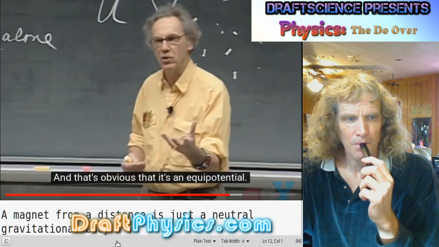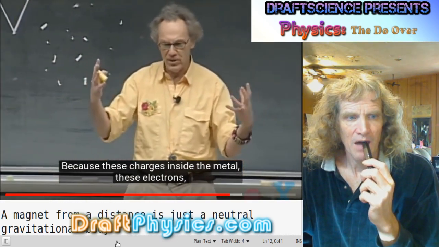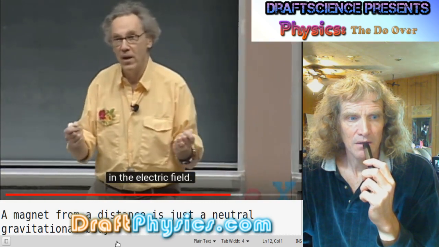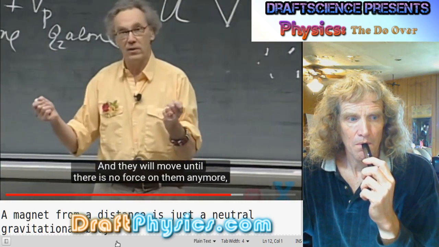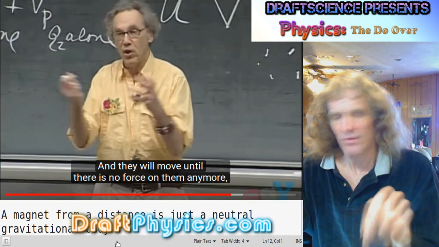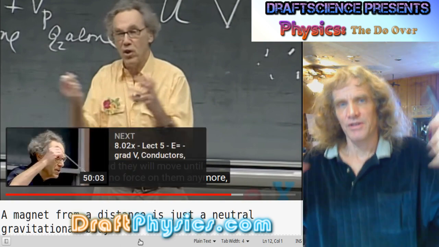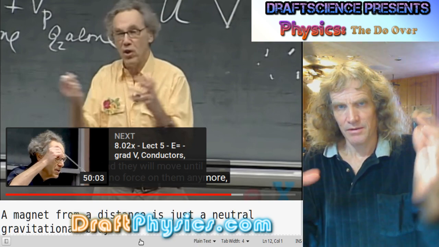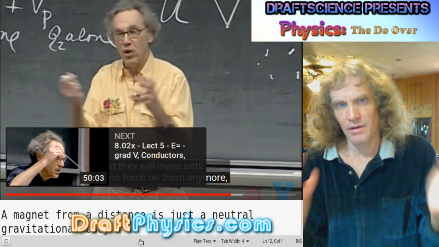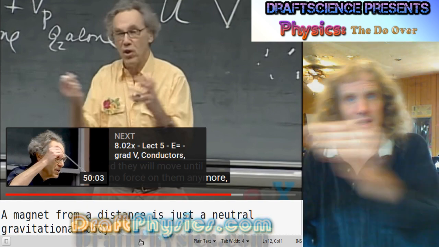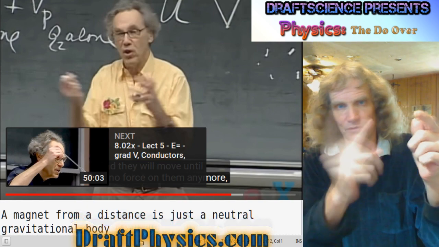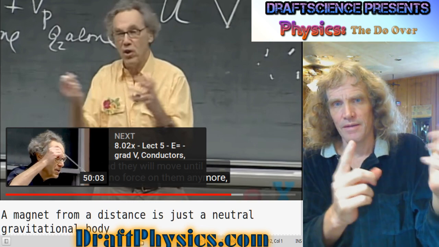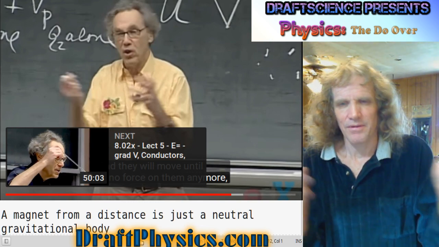And that's obvious that it's an equipotential, because these charges inside the metal, these electrons, when they experience an electric field, begin to move immediately in the electric field, and they will move until... So let's understand, they don't really move. They're just either compressed or expanded. So the movement part is an illusion. The movement is the pressure between the atoms. The atoms have noise, little electrons, free ones, bouncing around in conductors. Semi-free, let's not say free.